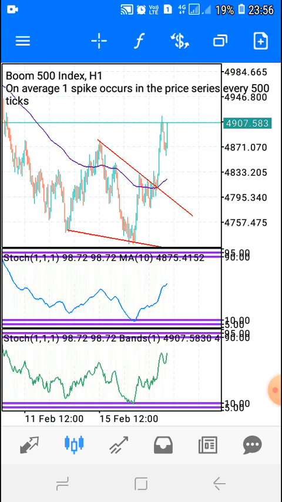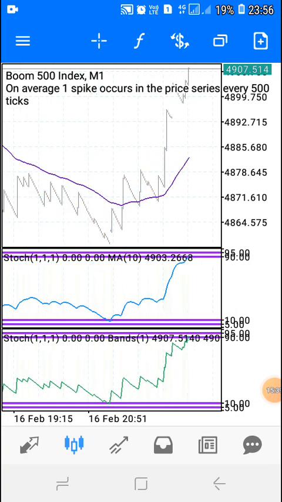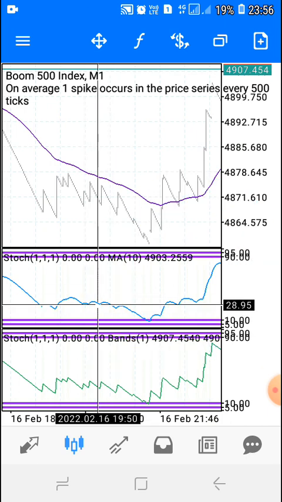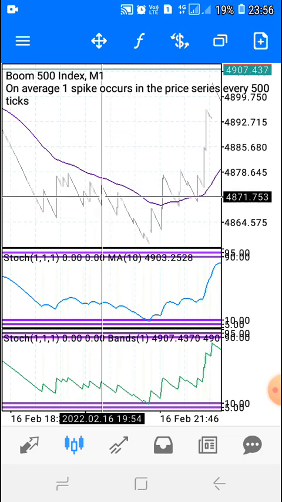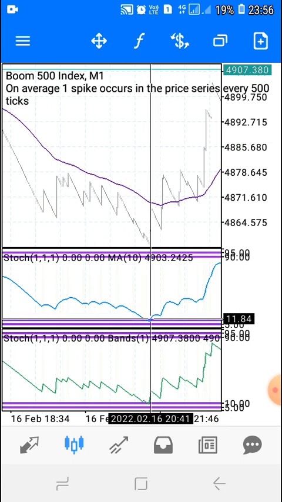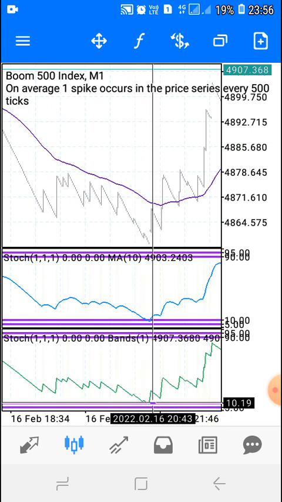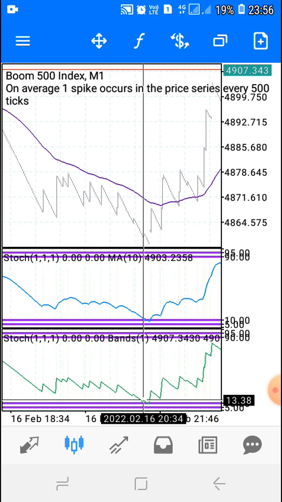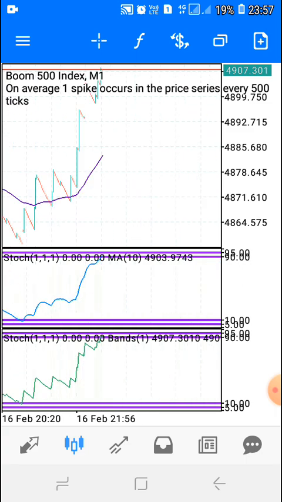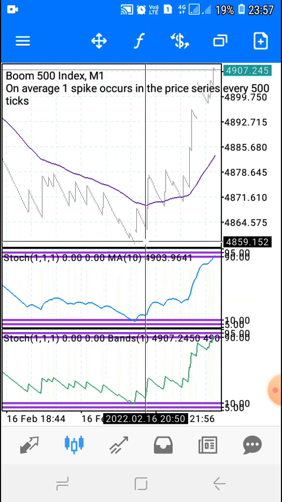The first thing I'm going to do on Boom 500 is go to the 1 minute time frame. So check, immediately there was a spike on Boom 500. Let me show you over here. The market decided to play around, came down. The moving average, the 10 moving average, is at the 10 level. Look at this, the stochastic is at the 10 level. We drag the screen to the left and right to check that it doesn't move. You can see exactly over here that it doesn't move.